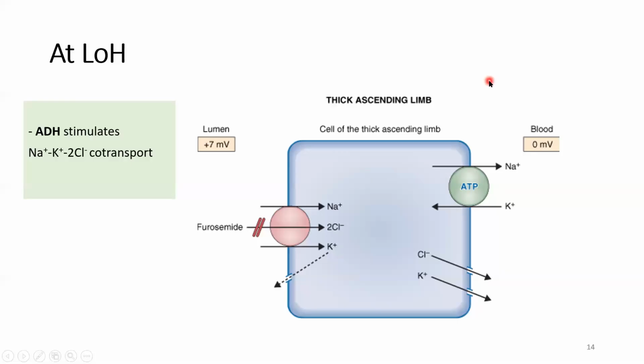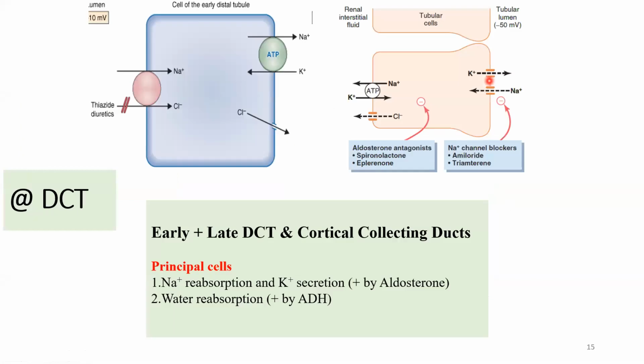Okay. So we now move on. This slide shows you two cells. We are at the DCT now, the distal convoluted tubule, the place where sodium is reabsorbed variably under the influence of aldosterone. So the presence of aldosterone or the absence of it will make all the difference.